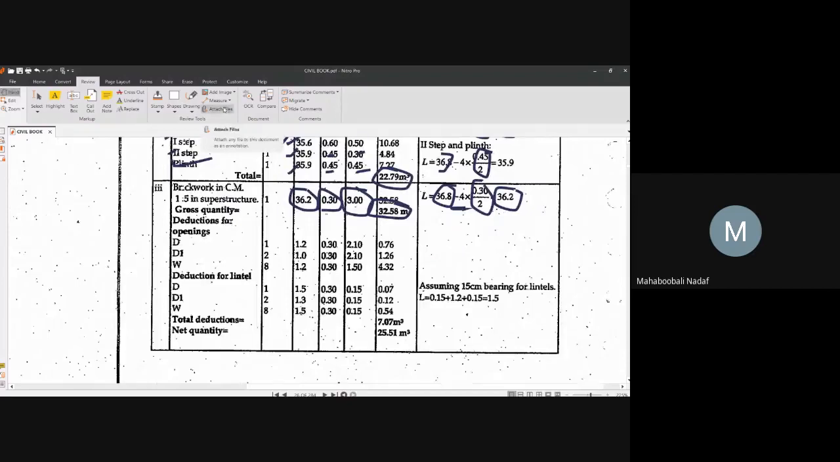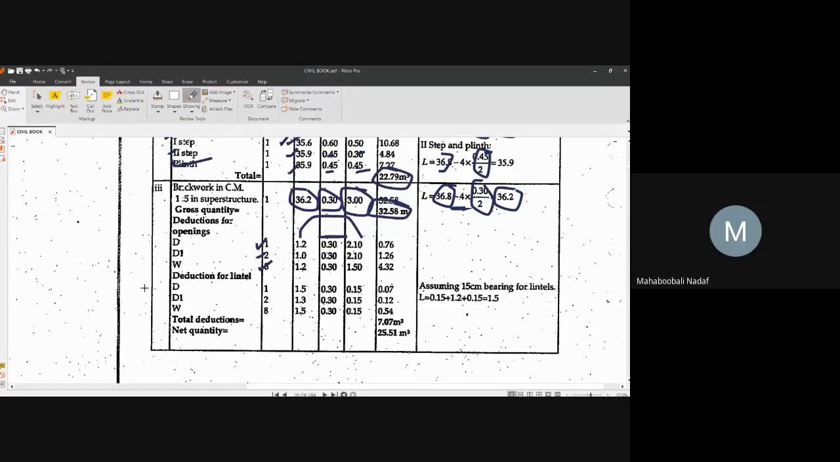How many doors and windows are there? Main door, 1. Please see the diagram. D1, how many are there in the diagram? 2, sir. Windows, 8. Yes or no? Yes, sir. This 1.2 and 2.1 are given in the schedule. 0.3 is the width of the wall.